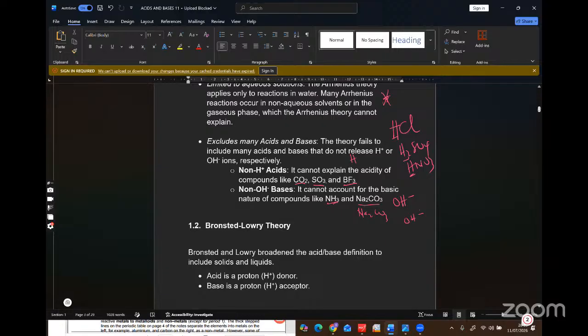And as a result of that, two people independently came up with a better definition, a much broader definition of acids and bases. According to the Bronsted-Lowry theory, an acid is a proton donor. Any substance that donates or gives a proton, we call it an acid. And a base is a proton acceptor. Now, these two definitions, you have to know them. In most of the questions, they ask what is a Bronsted-Lowry acid, a Bronsted-Lowry base. You should be able to define it. Proton donor, proton acceptor. Okay.